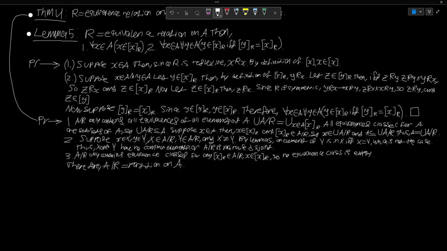Now to prove right to left, we first have to suppose that x is in A. Then, by reflexivity, x is in its own class, and the class of x is in A modulo R, so by definition of union, x is in the union of A modulo R. And since x is arbitrary, this means that A is a subset of the union of A modulo R. This makes A equal to the union of A modulo R.